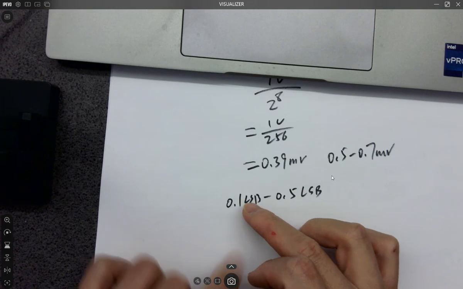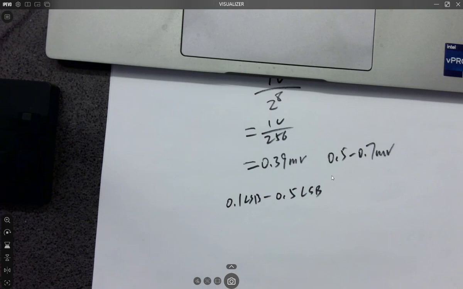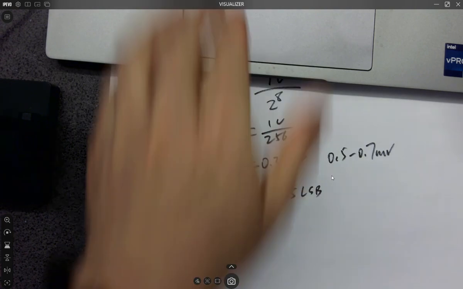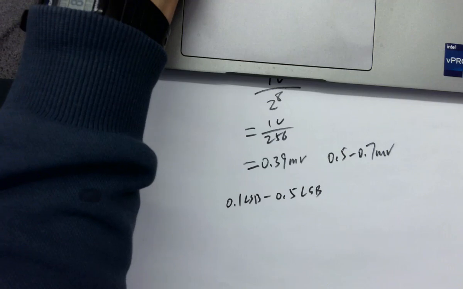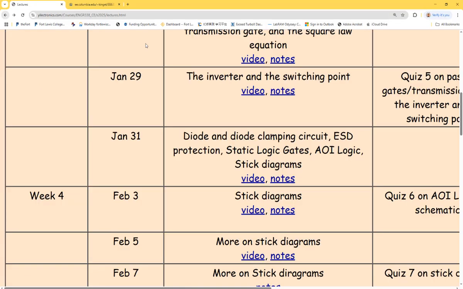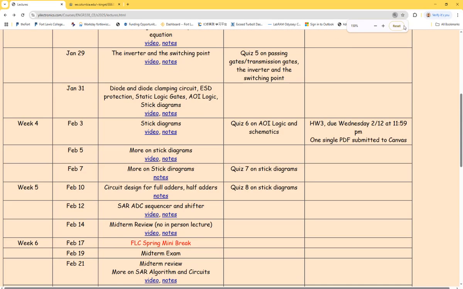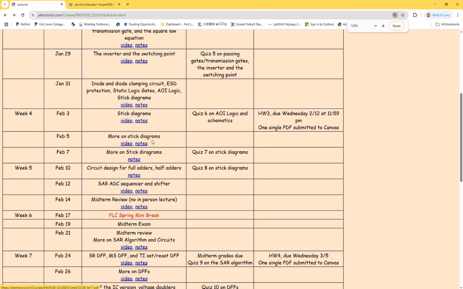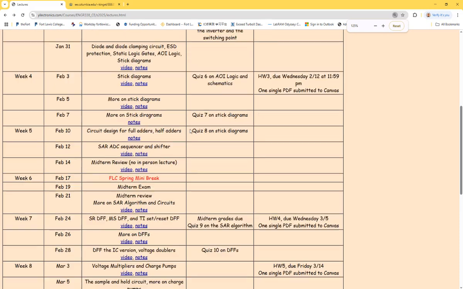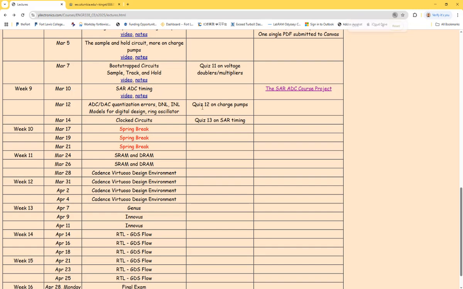And the quizzes are, first one is a charge pump. I'll just show you to be fair. So study this, okay? That's the goal. So I don't mind telling you what will be on the quiz. So the first quiz is quiz 12, which is the charge pumps.